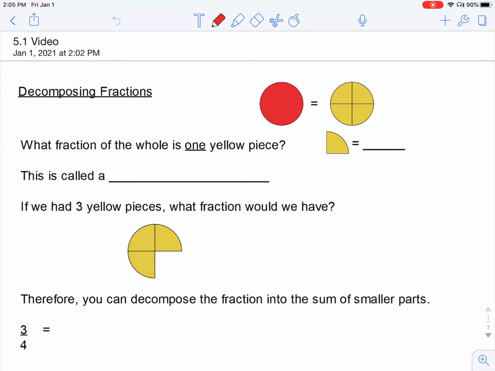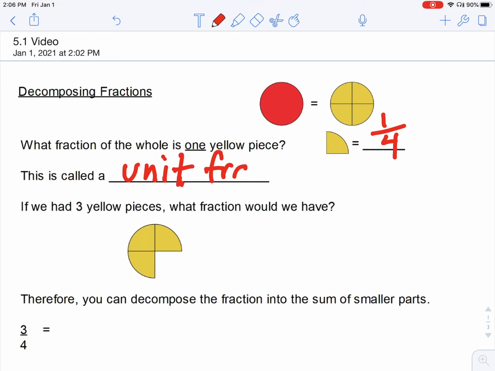Today we are talking about decomposing fractions. So if you consider the red piece to be your whole, and we look at this yellow piece, look how it's split up. What fraction of the whole would one yellow piece be? Well, you're probably saying 1/4 because it was split into 4 equal parts, and that represents one of them. Well, this is called a unit fraction.